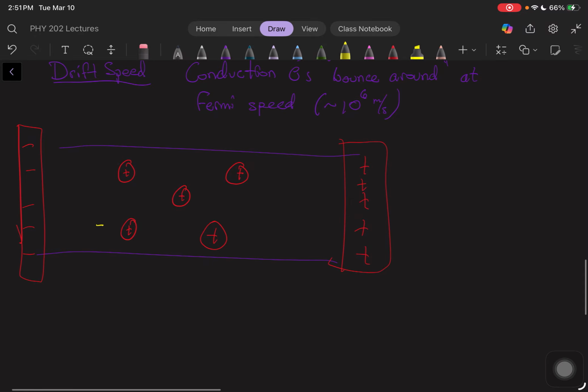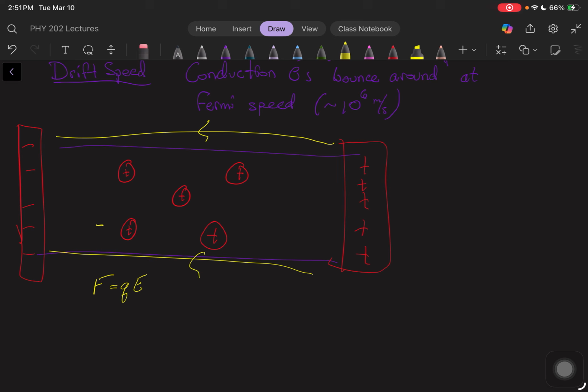Well, we know F equals QE, right? We're going to have some electric field going this way, and so our electron is going to experience a force to the right. It's going to want to go towards the positive, or against the electric field. And so we know there's always going to be some force to the right on this particle.